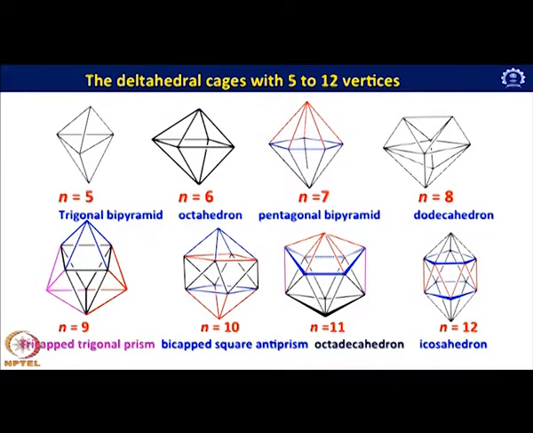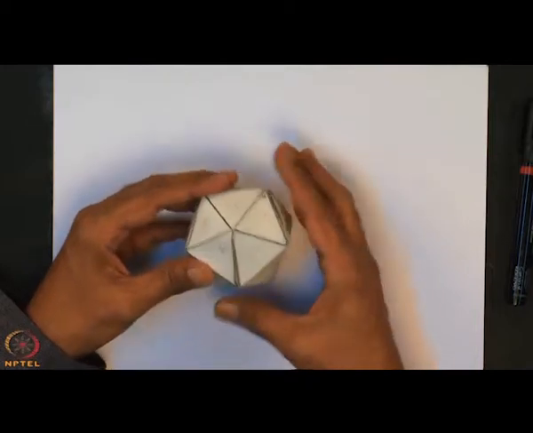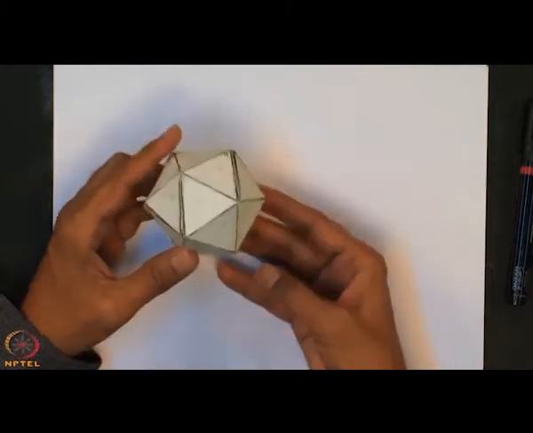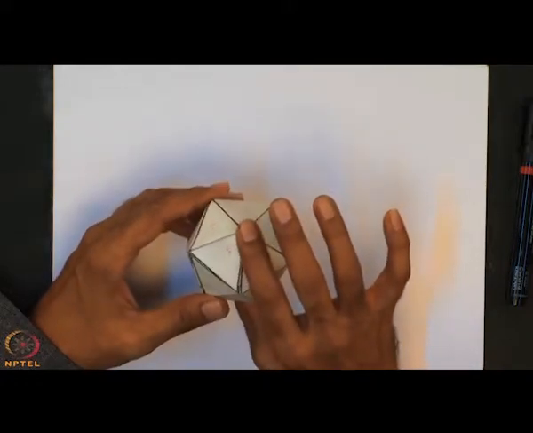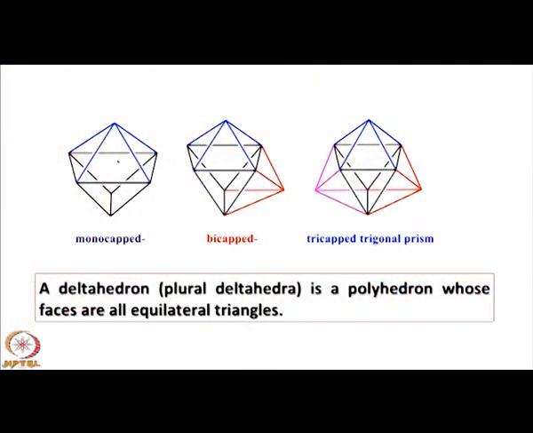And also we have next one is for n equals 11, octadecahedron, and then for 12 it is icosahedron. I showed you this is icosahedron. We have 5 here and another 5 here, and then 1, 10, 11 and 12. We have 12 vertices. This is icosahedron. Of course, you can see deltahedron. This is monocapped, this is bicapped, and this is tricapped.